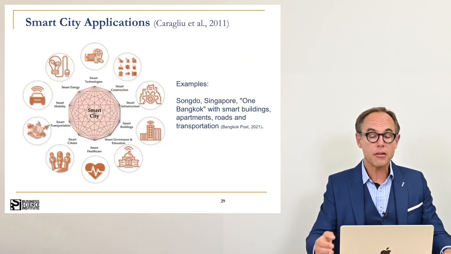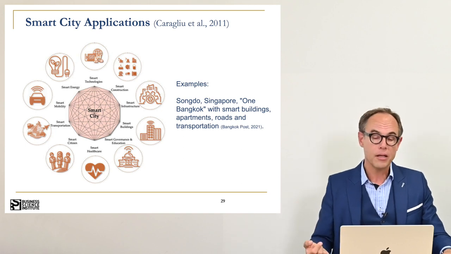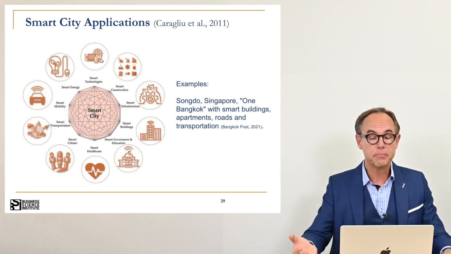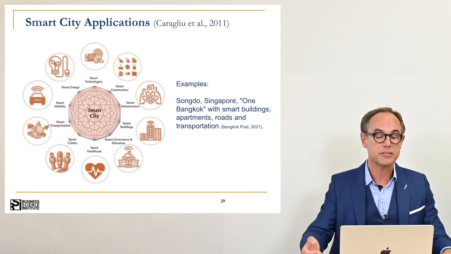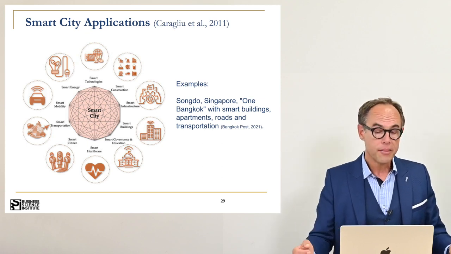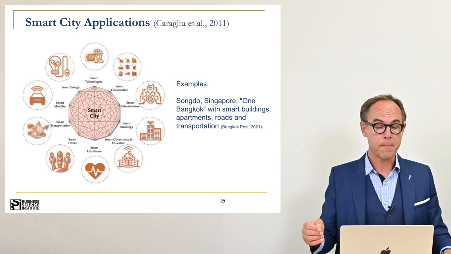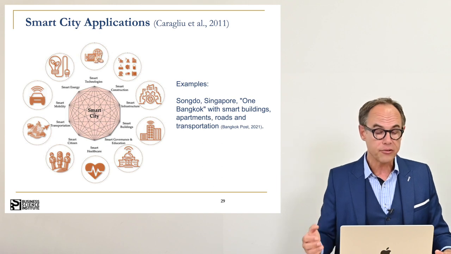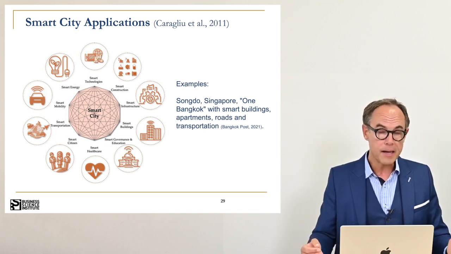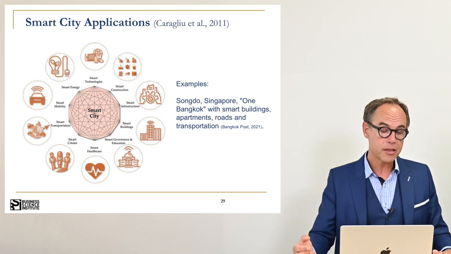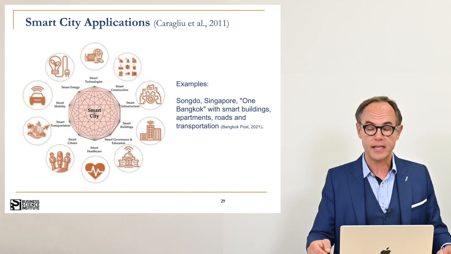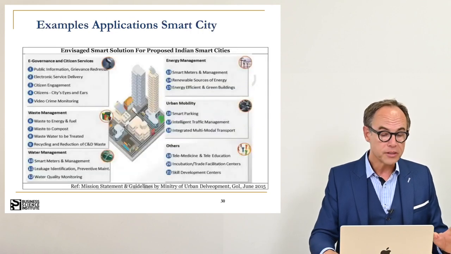Here are some applications, and they already exist. Songdo in Seoul, Korea, or in Singapore, or One Bangkok in Bangkok are already cities with smart buildings, smart apartments, smart roads, and smart transportation systems. You can see the applications are various, from smart infrastructure, smart buildings, smart governance and education, smart healthcare, smart citizens for elections, smart transportation, autonomous vehicles, smart mobility, and smart energy. Here you can see more detailed information.